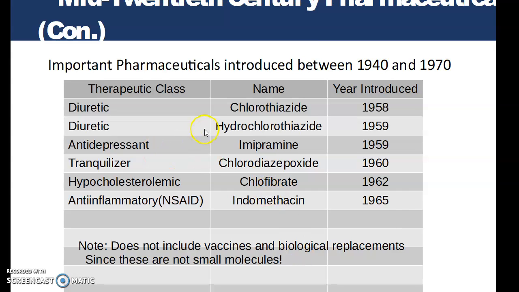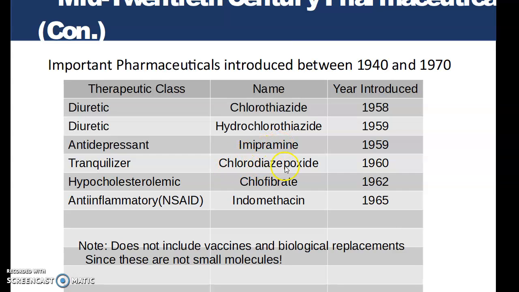These are additional ones introduced between 1940 and 1970. There was a diuretic, chlorothiazide, in 1958, hydrochlorothiazide in 1959, and these are used to some extent still in patients that are having cardiac problems as effective diuretics. An antidepressant came along in 1959, imipramine, right?